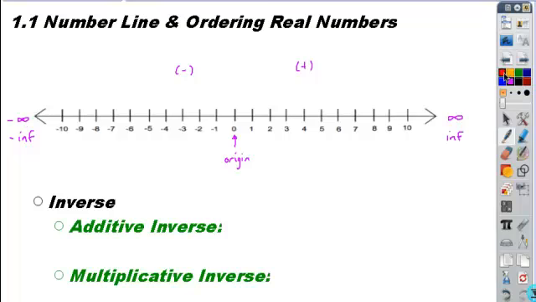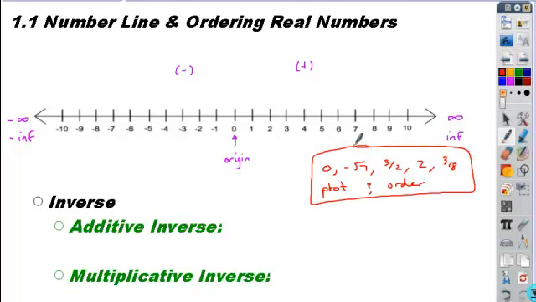Right, so when you're looking at the plotting and ordering of numbers, if you were given a set of numbers to plot, so 0, negative root 7, 3/2, 2, and 3/8. If I asked you to plot and order these, all you need to be able to do is, again, approximate about where they would land on a number line. Okay, so in looking at this, you don't need to necessarily use your calculator to find values. If you just know about where they fall.